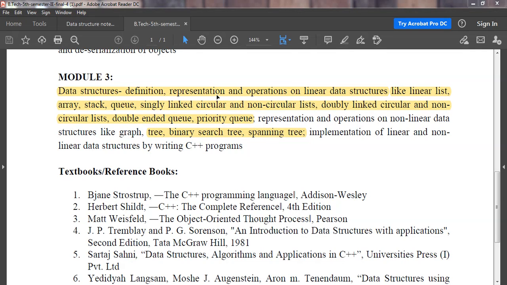We have already completed these marked portions, and the thing which is left right now is the graph. So let's see what a graph is. By the way, we have also seen the linear and nonlinear implementation of C. The only thing which is left is graph. So that is our topic of discussion today.